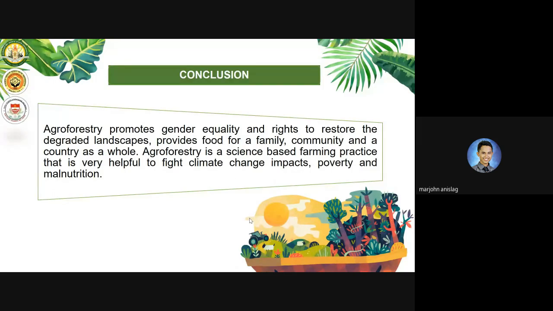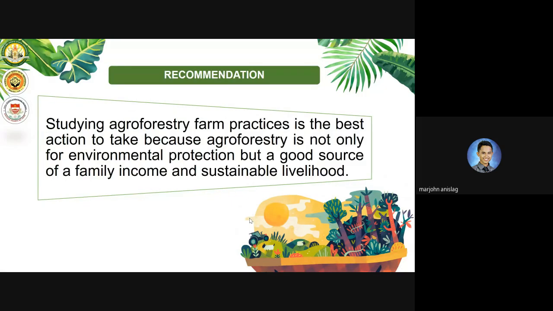Adapting and practicing agroforestry systems at our level can contribute positive impacts on the mitigation of climate change, poverty, crimes, and malnutrition. This presentation is recommended for seriously studying agroforestry farming systems and practices suited to apply per country's problem on the environment.